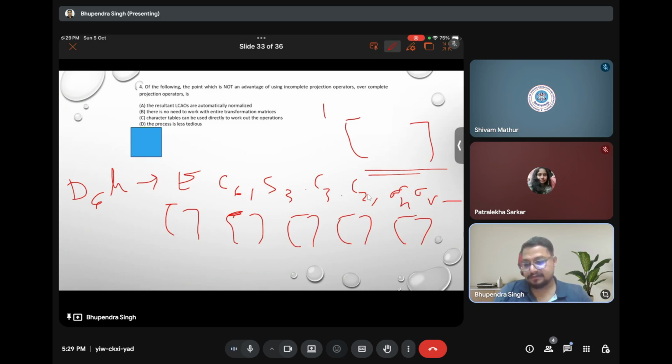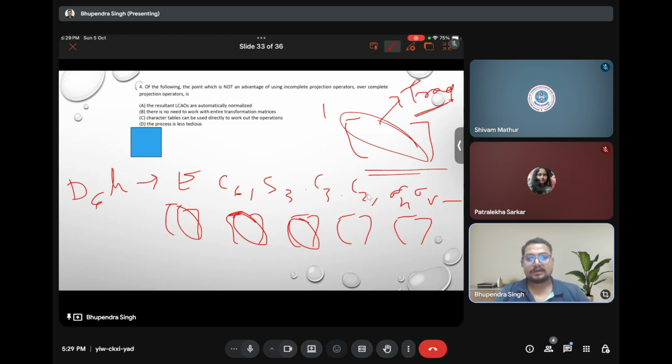But by using the incomplete projection operator, you are only using the diagonal elements, which is the trace. I have initially also told you this. So using this, the process is a little bit simpler.